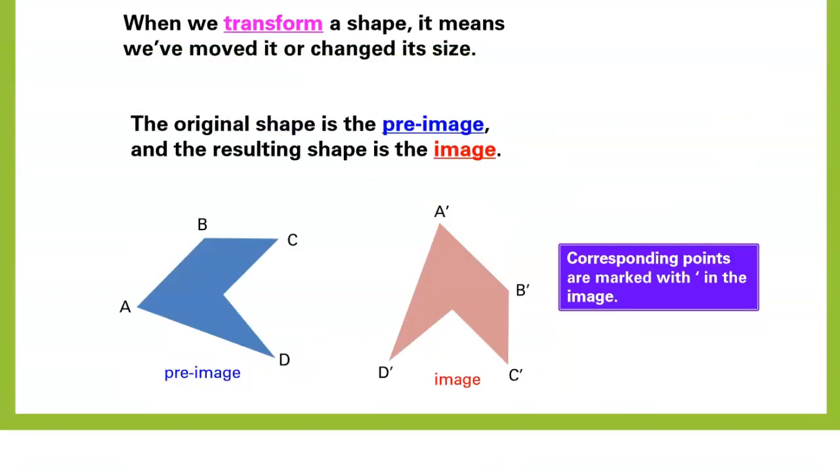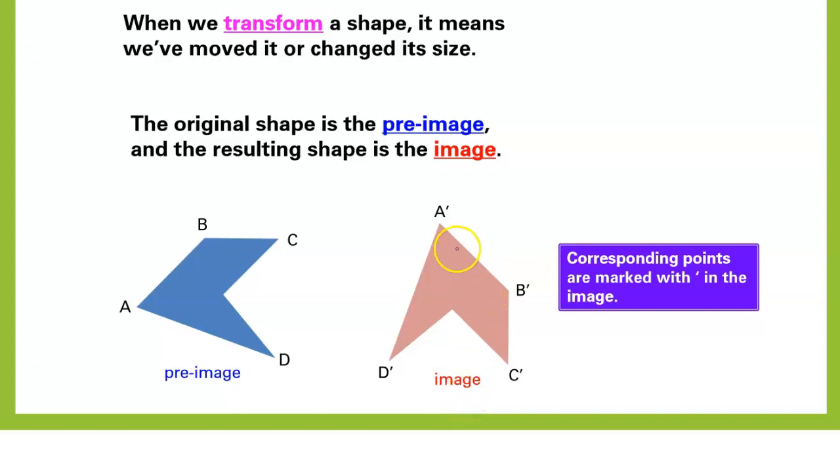So just some notation on transformations. When we transform a shape, it means we've moved it or changed its size. In this class, we'll be focusing on moving it different places. And we have what's called a pre-image and an image, or sometimes this will be called an object and its image. The pre-image is what we're going to transform, and the image is what results after the transformation.